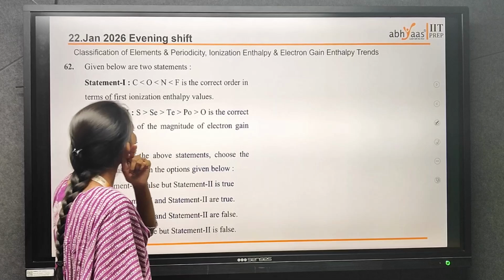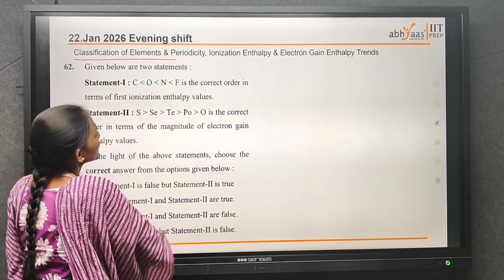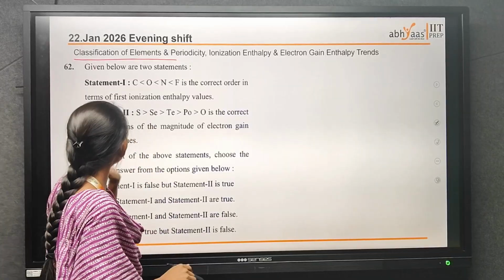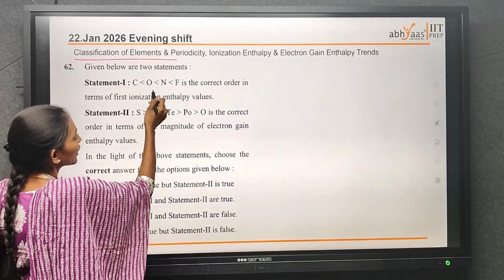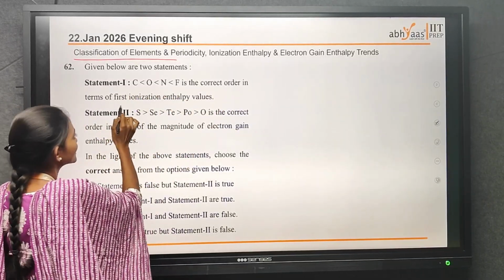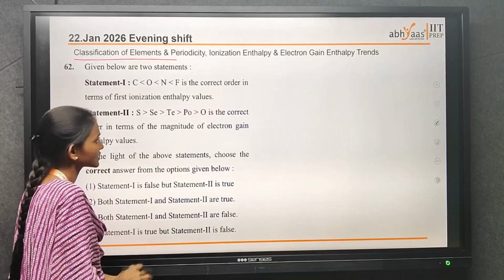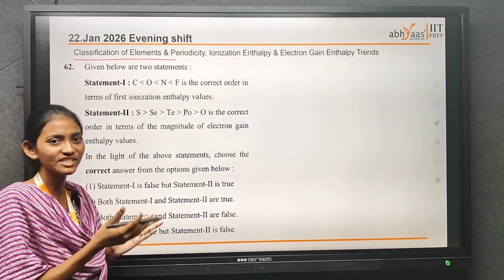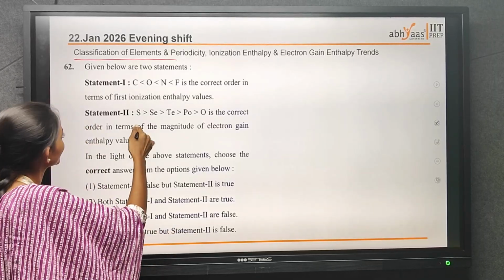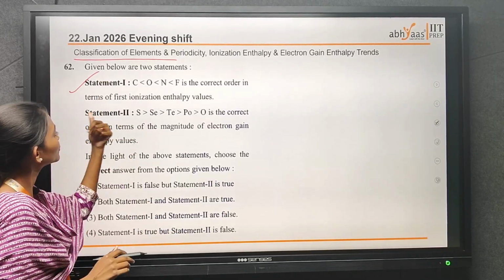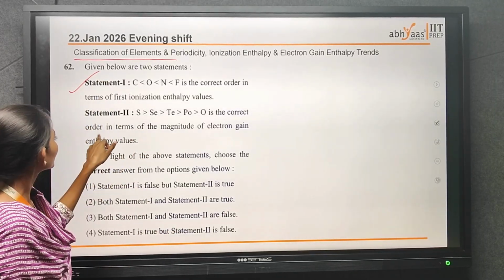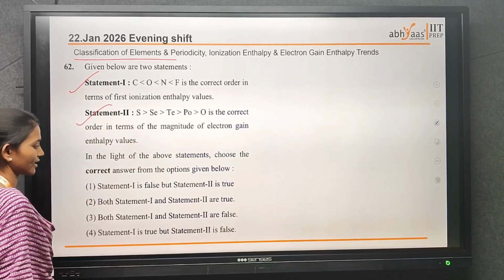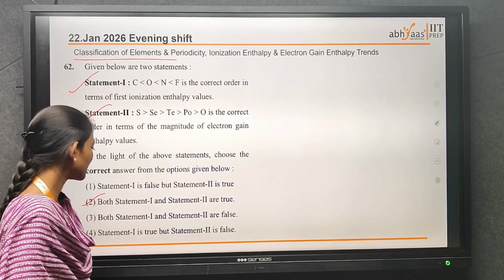And moving on to next question, which is from classification of elements and periodicity. They are asking from ionization enthalpy, electron gain enthalpy trends. See, they are telling that carbon, oxygen, nitrogen, fluorine is the correct order in terms of first ionization enthalpy values. Is it true? Yes. See, fluorine and chlorine will get exchanged in terms of electron gain enthalpy. As well as the statement is true. And moving on to this, is the correct order in terms of magnitude, electron gain enthalpy values. Yes, these two statements will be correct. Both statements 1 and 2 are true.